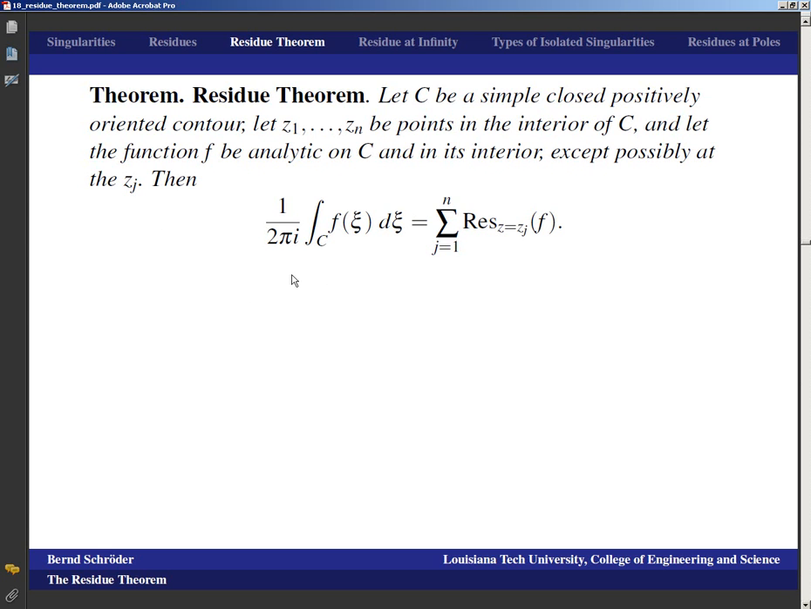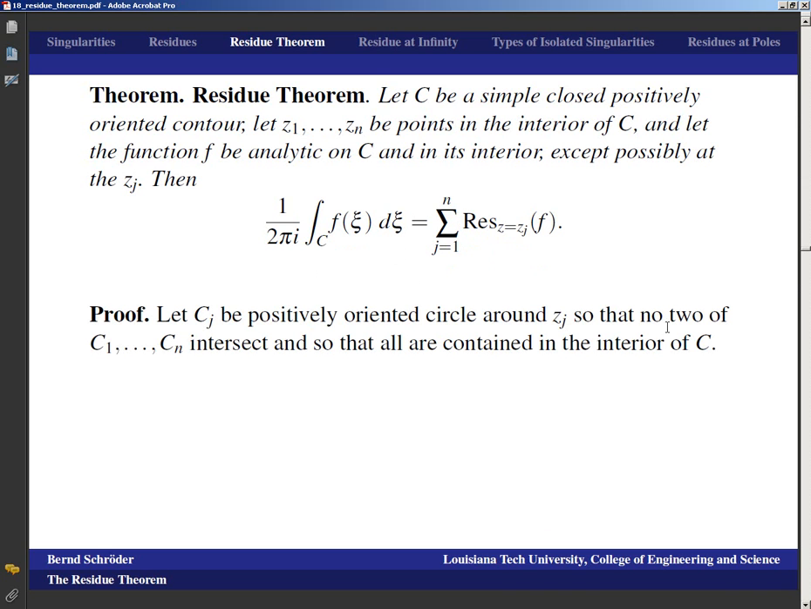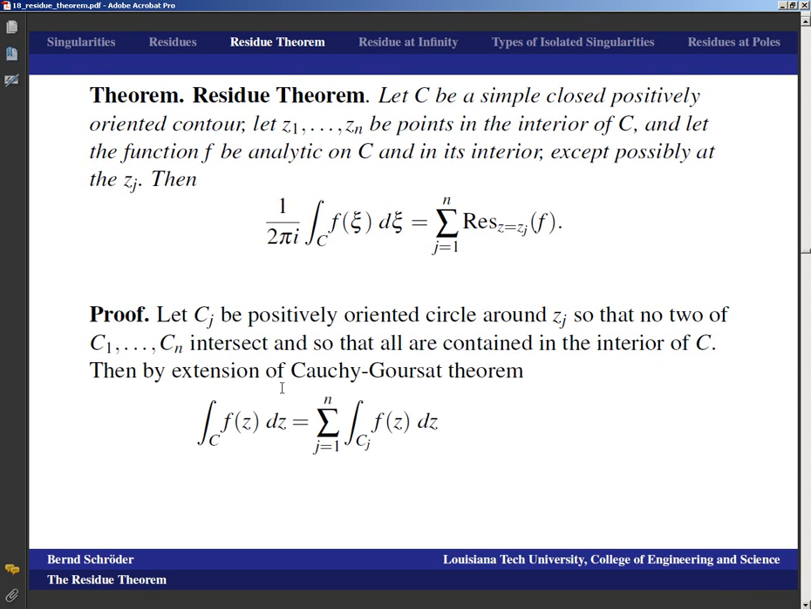Well, then the integral, or 1 over 2 pi i integral f of xi dxi, is equal to the sum for j equals 1 to n of the residue at z equals zj of f. So the proof is, if we have that Cj is a positively oriented circle around zj, so that no two of these circles intersect, and so that they're all contained in the interior of C, then by our extension of the Cauchy-Goursat theorem that we already had proved, we have that the integral of f of z dz is the sum j equals 1 to n of the integral over the Cj's of f of z dz.